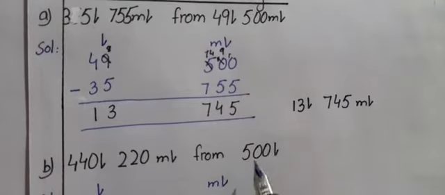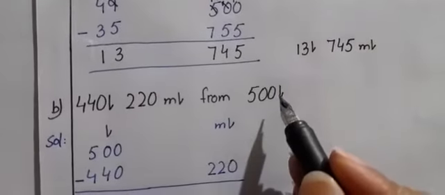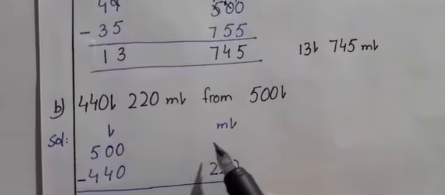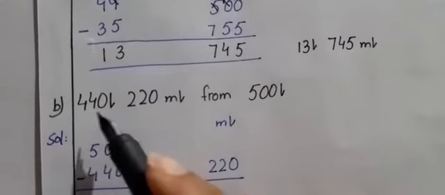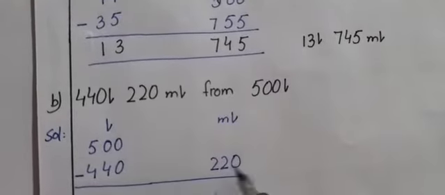So boys, after this we will move toward our next sum, that is 440 liter 220 milliliter from 500 liter. We have to subtract. So you can see this is the value after "from". I have written it first. There is only liter in it. There is nothing in milliliter. But this value in liters it has 440 and milliliter it has 220.